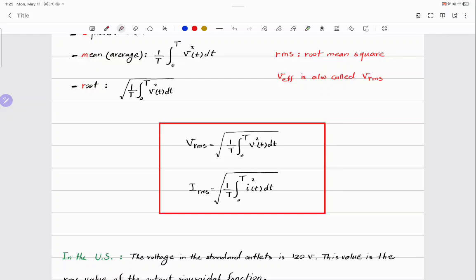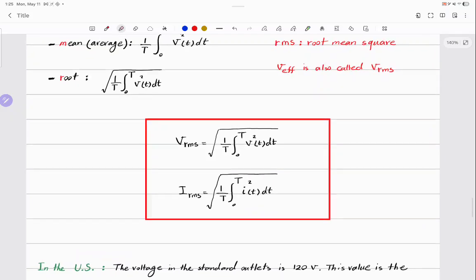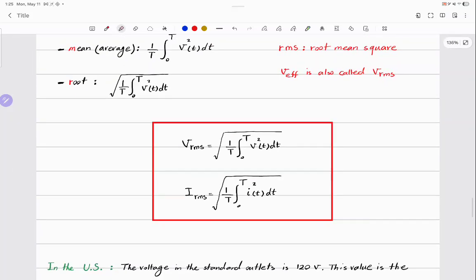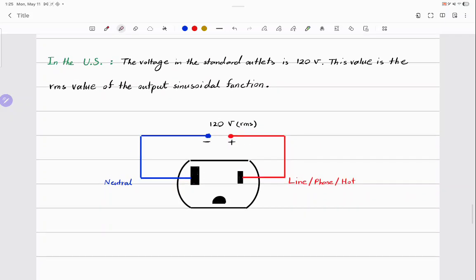Any problem with that? Pardon me? It tells you the voltage of the standard outlets. I did not understand whether that was a question or a statement. Okay, yeah, thank you. Now, let me ask a question. I love questions.